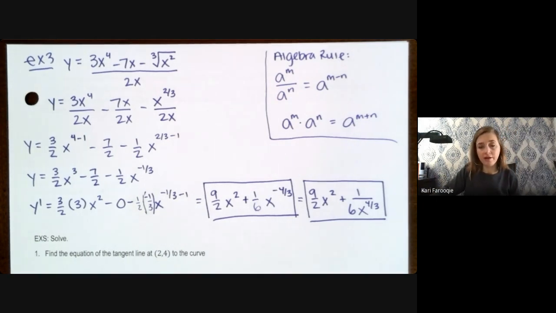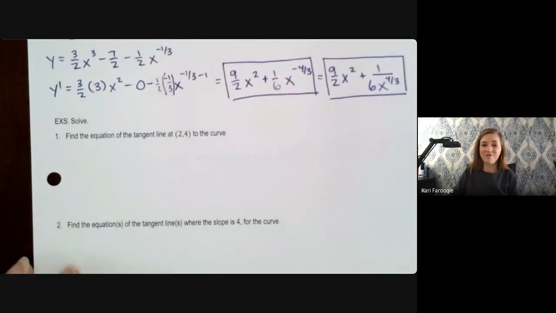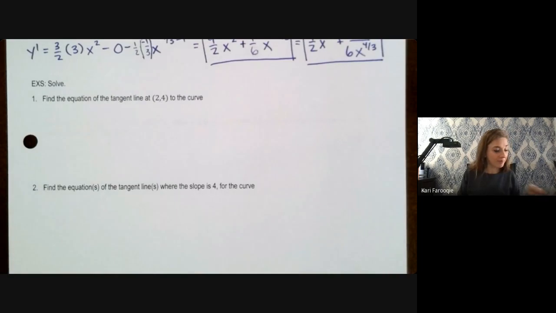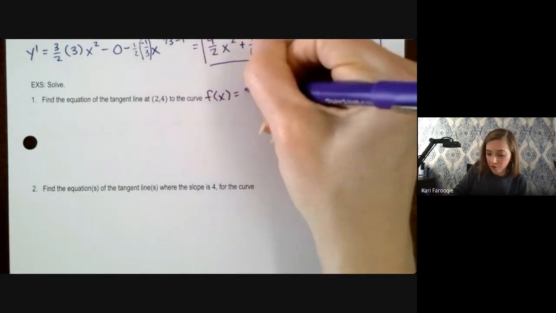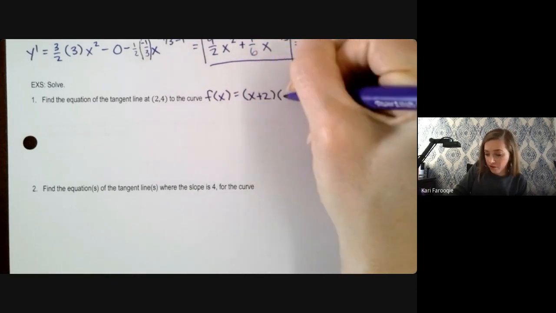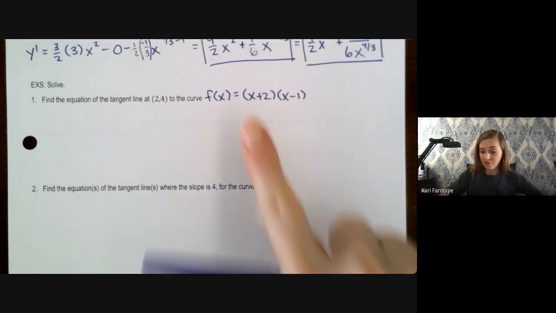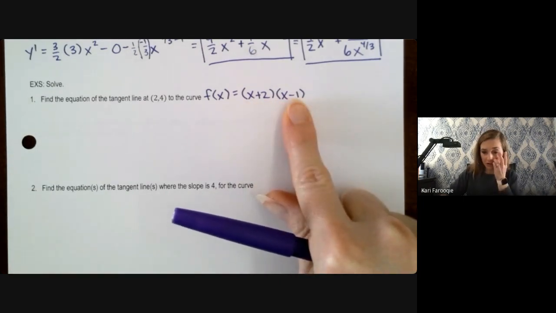Let's bring this back to what we were talking about in 2.6, which was finding equations for tangent lines to the curve. That's not going anywhere. So we're going to practice that a little bit more here. I'm going to give you a function, f of x equals x plus 2 times x minus 1. Now, this function is specifically being given to you to throw you off a little bit. The idea is we cannot just take the derivative of x plus 2 and the derivative of x minus 1 and multiply them together.